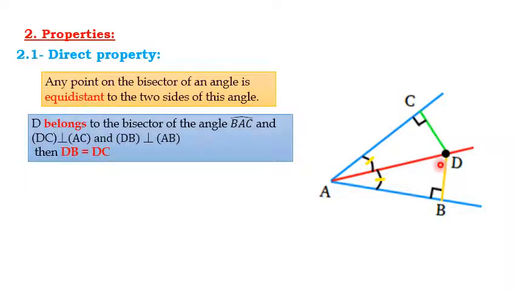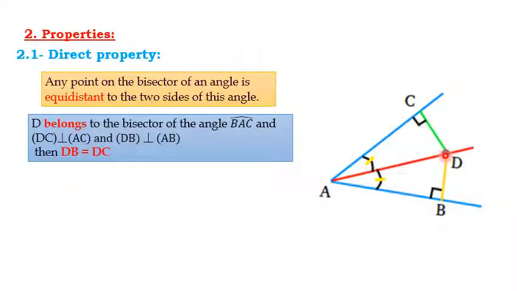Here, for example, AD is the bisector of angle CAB. How did I know that? Since CAD equals DAB, they put the same sign on both angles, which means that these two adjacent angles are equal. This makes me know that AD is the bisector of CAB.